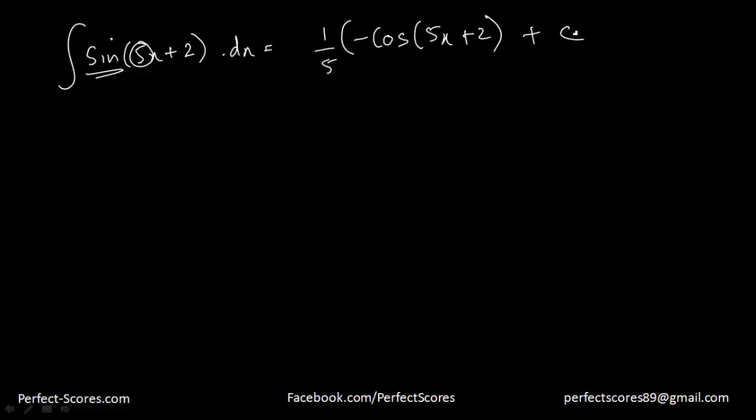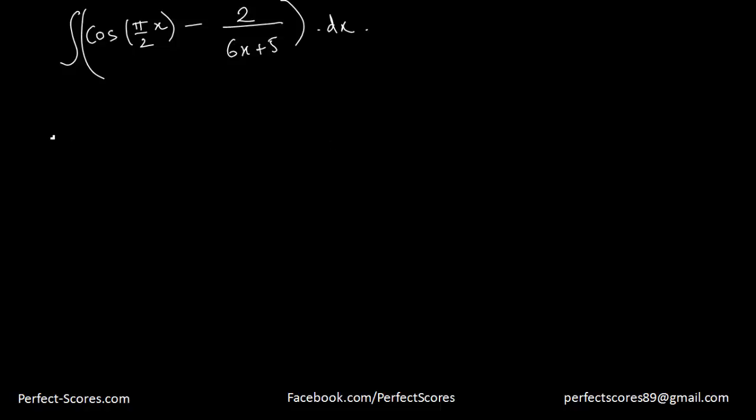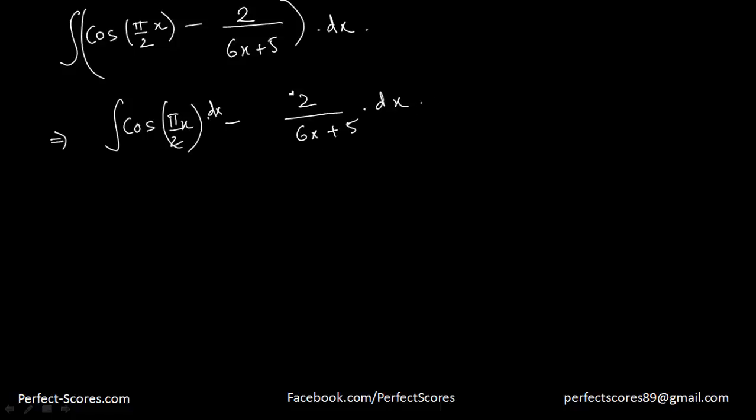Let's say I want to find the antiderivative of this expression over here. First, I will separate this. So this is going to be equal to the antiderivative of cosine of pi by 2 x dx minus 2 over 6x plus 5 dx. Now if I were to find the antiderivative of this function, first of all I have to take care of this part over here. So I'll be saying 2 by pi, which is the reciprocal of this. The cosine is just going to give me the value of sine of pi by 2 x.